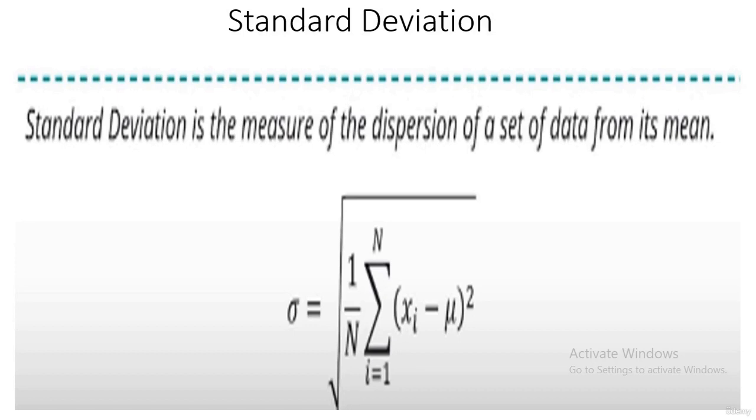So standard deviation is the measure of dispersion of a set of data from its mean. That means how far it is from the mean. And the formula is sigma equals the square root of 1 by n, summation i equals 1 to n, (xi minus mu) whole squared. That is the standard deviation formula.